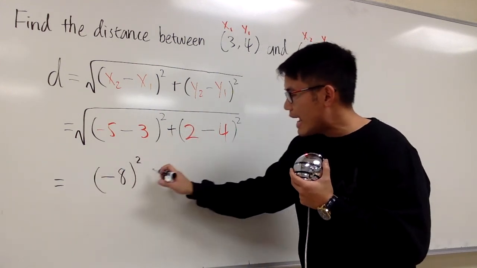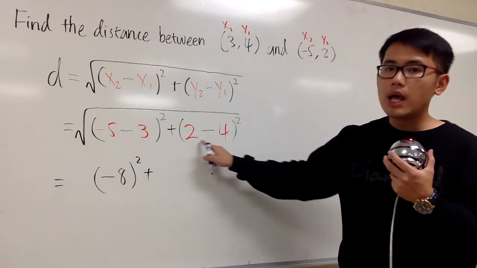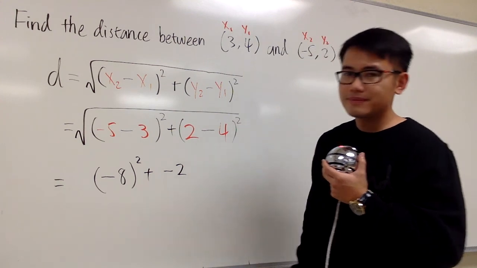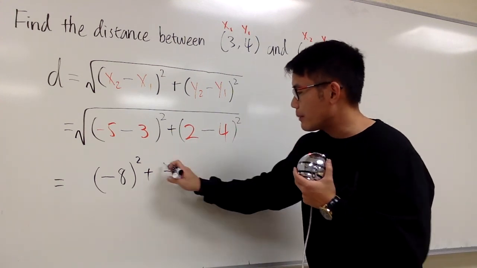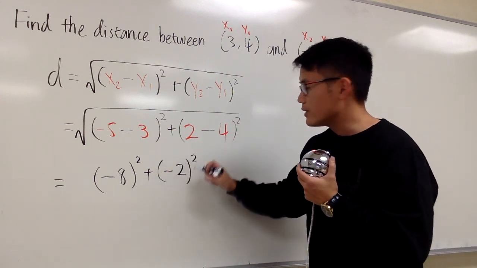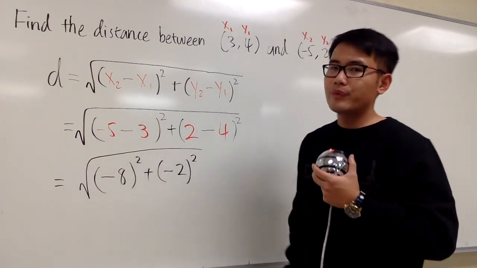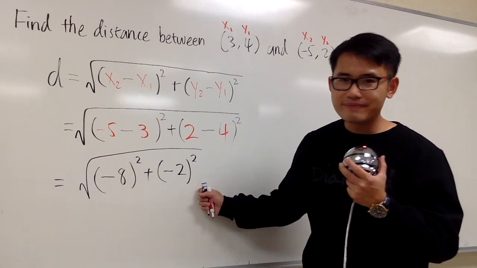And then we are going to add it with 2 minus 4. We know that's going to be -2. And once again, we still have that parentheses, and then raise that to the second power. And of course, we still have that big square root. We have to work this inside out.